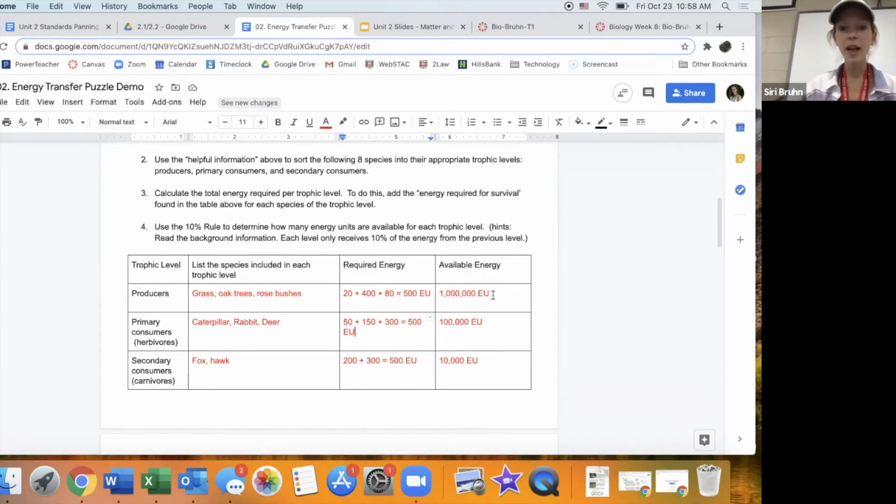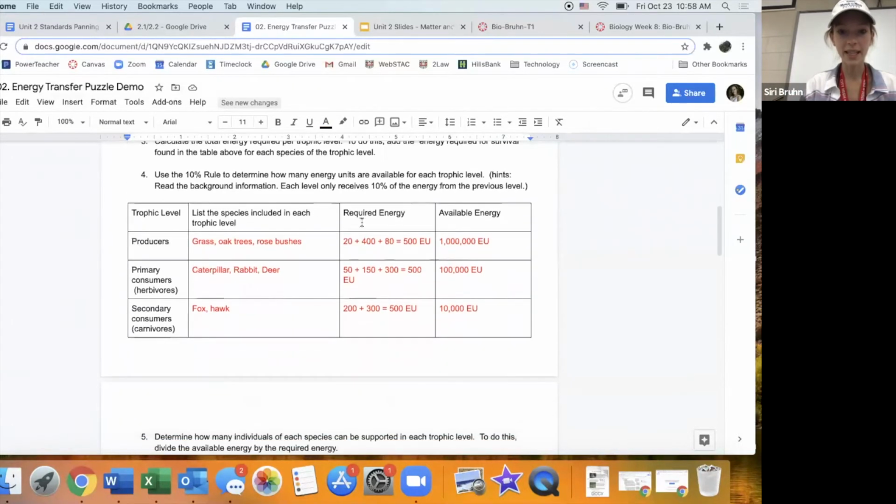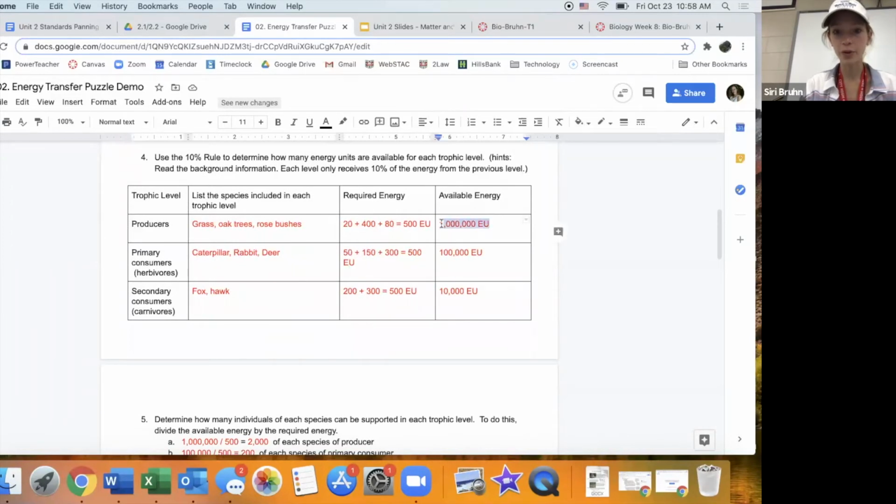Now for available energy, I got some questions on this. Available energy information was up above in the background story. In the background story, it said that there was this number of energy units that radiates down from the sun, but only 1% of that was actually absorbed by the plants. And so this 1 million units absorbed by the plants is your available energy for the producers.